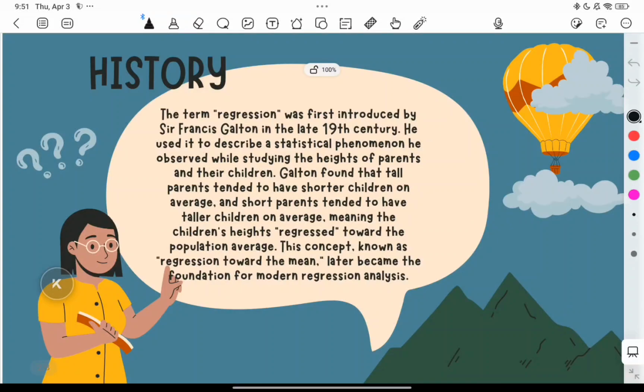The term regression was first introduced by Sir Francis Galton in the late 19th century. He used it to describe a statistical phenomenon he observed while studying the heights of parents and their children. Galton found that tall parents tended to have shorter children on average, and short parents tended to have taller children on average, meaning that the children's height regressed toward the population average. This concept, known as regression toward the mean, later became the foundation for modern regression analysis.